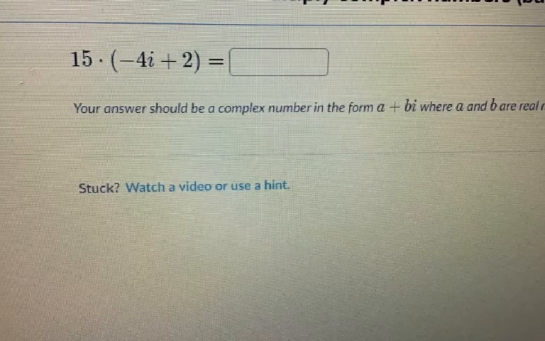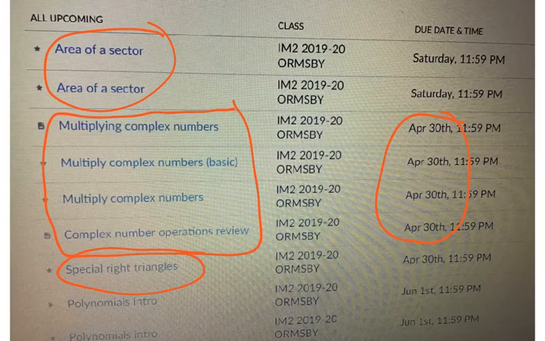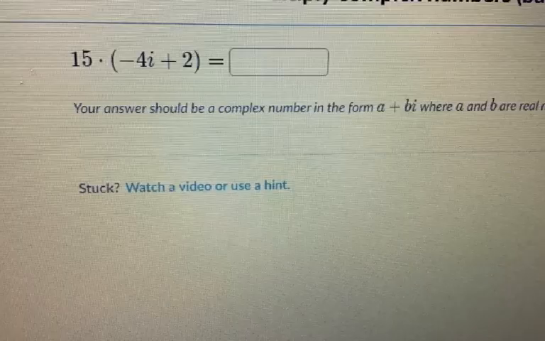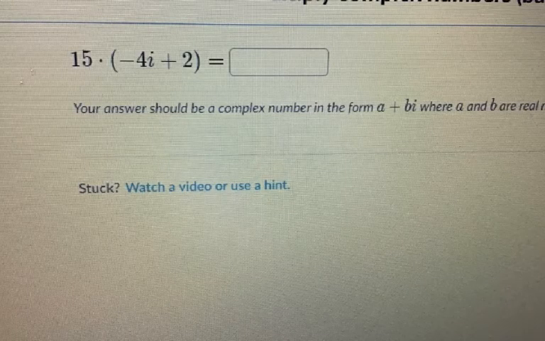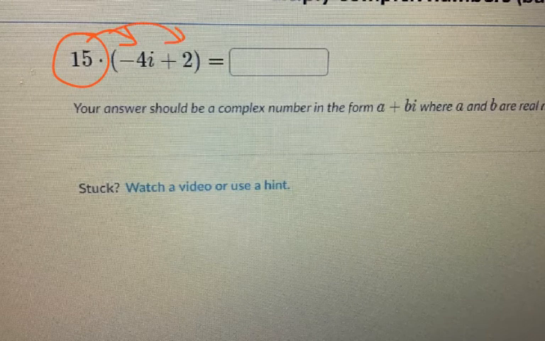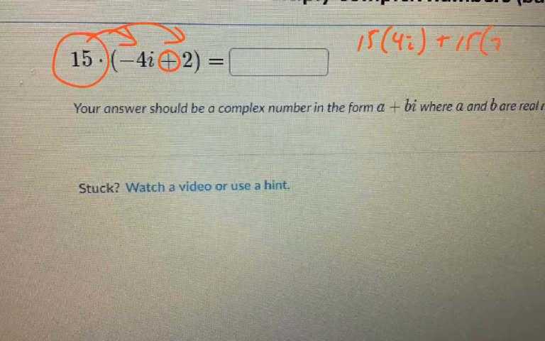So this is part, again, of Complex Numbers Basic. There's another practice set you ought to try, too, after this video on your own for now. But anyways, here we go. They give me this problem here. I need to distribute 15, right? So I'm going to take 15 times 4i plus, watch your signs, there's a plus right there, 15 times 2. That's going to give me 60i plus 30, right?